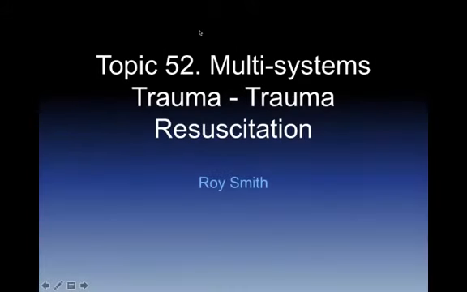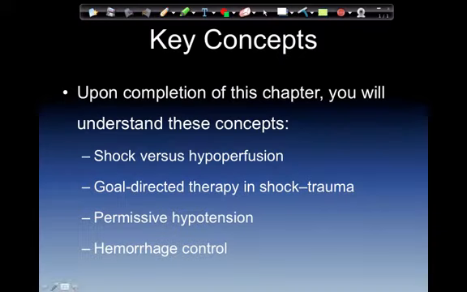This is going to be topic 52, multi-systems trauma, trauma resuscitation. Key concepts. Upon completion of this chapter, you'll be able to understand shock versus hypoperfusion, goal-directed therapy in shock trauma, permissive hypotension, and then hemorrhage control.